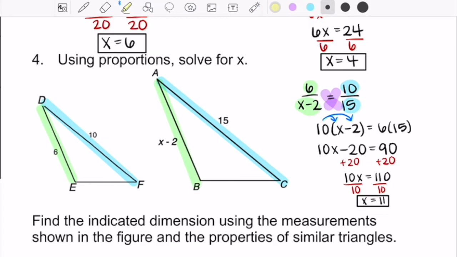And then I'll multiply my cross products, do the distributive property, and then add the 20 to both sides. You get 10x equals 110. Divide by 10, you get x equals 11. So I can use proportions to solve for missing sides in similar figures.